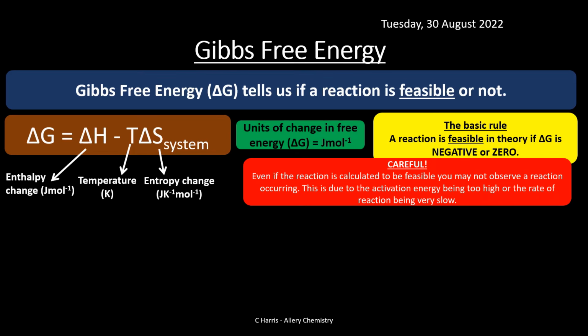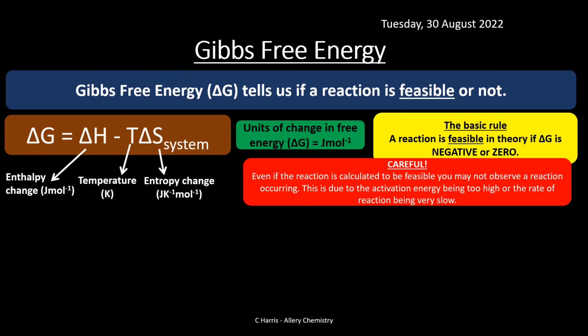Now, the reason why we say in theory is because even if a reaction is calculated to be feasible, you might not observe a reaction occurring. Again, as we've seen in year 1, the activation energy might be too high. It might need some energy put in to get the reaction going in the first place, or the rate of reaction is so tediously slow you can't see anything happen.